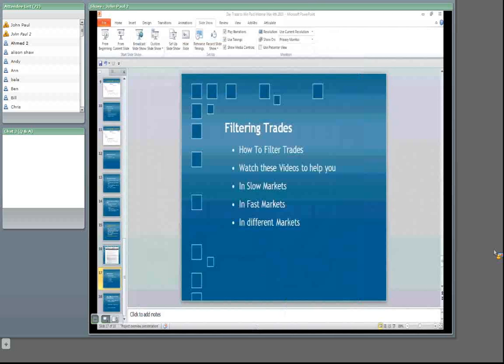I have a free video out there which shows you how the market shoots up and then right away at the top comes straight back down. Especially during a news event, it's very important to filter the trade because you can get caught at the high of the day and the market will just turn around and knock you right out.